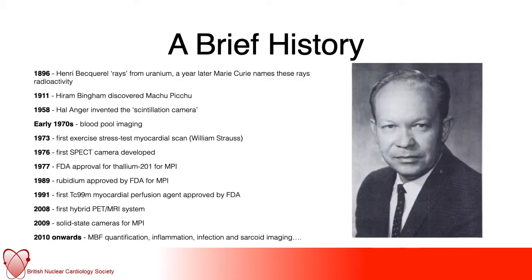Now, just to start off with a bit of a brief history behind the technique. Well, back in 1896, Henry Becquerel discovered these rays coming from uranium, which were later, about a year later, named by Marie Curie as radioactivity. And then in 1958, this chap you can see in the picture on the right-hand side, Hal Anger, invented the first scintillation camera, which is a full 10 years before M-mode echo, 20 years before 2D echo, 30 years before stress cardiac MRI, and indeed some 40 years before cardiac CT.